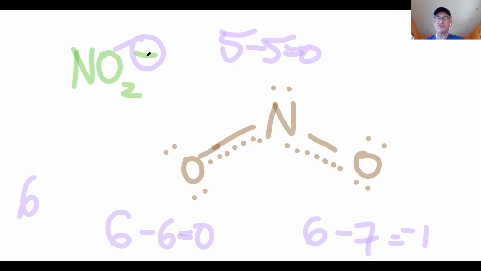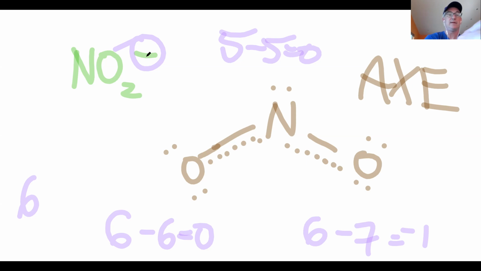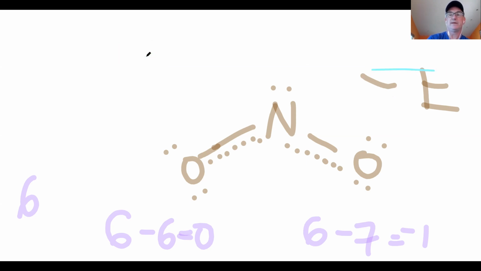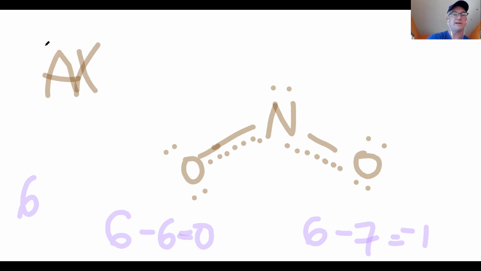So what is the geometry of this particular ion? What group does it fall into? When we do A, X, E, what do we get from this particular setup? So nitrogen is our central atom. How many atoms are around it? 2. It's got 2 oxygens around it, right? And how many lone pairs does it have associated with it?